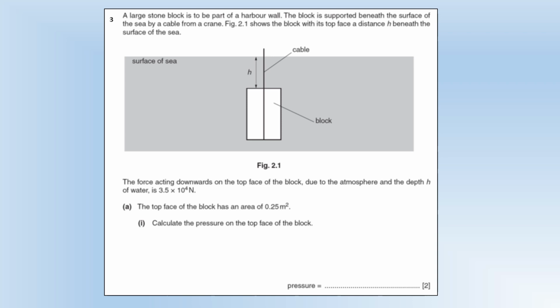The force acting downwards on the top face of the block due to the atmosphere and the depth is 3.5 times 10 to the 4. The top face of the block has an area of 0.25 meters squared. Calculate the pressure on the top face. We're just going to do pressure is force divided by area, which gives us the pressure in pascals or newtons per meter squared, exactly the same thing, so that's fine too.